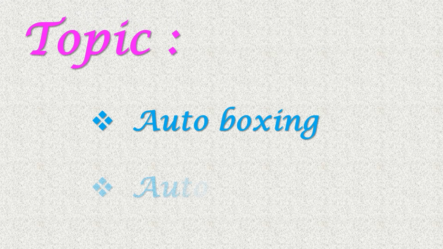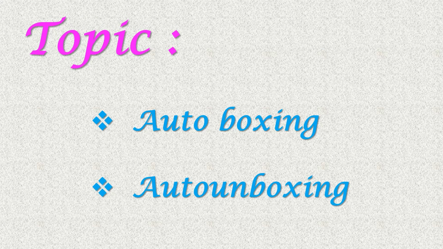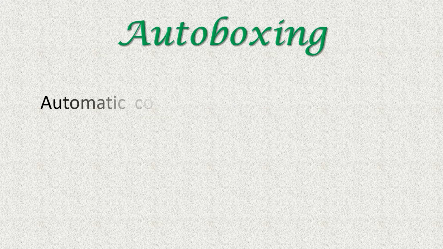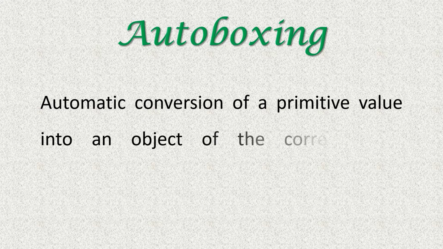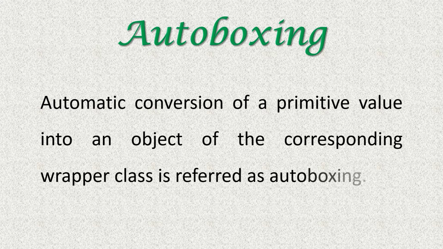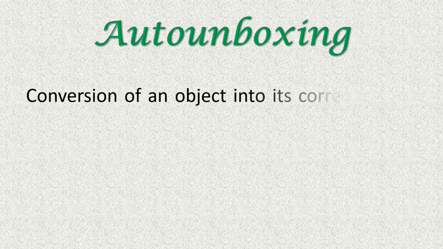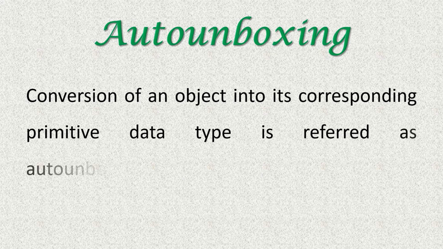In this class we are going to learn autoboxing and auto-unboxing. Automatic conversion of a primitive value into an object of the corresponding wrapper class is referred to as autoboxing. In a similar way, but in the opposite direction, conversion of an object into its corresponding primitive data type is referred to as auto-unboxing. Let us understand with a few examples.